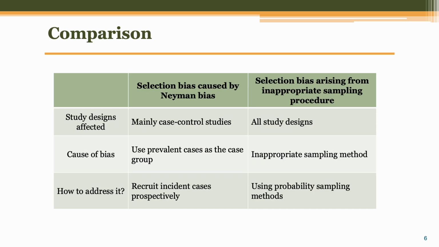Now let's compare the selection bias caused by Neyman bias and selection bias caused by inappropriate sampling procedure. Neyman bias is mainly seen in case control studies that select prevalent cases as the case group, while selection bias caused by inappropriate sampling procedure may affect all study designs that involve a sampling process. Neyman bias can be reduced by recruiting incident cases prospectively, rather than using prevalent cases. While to address selection bias caused by inappropriate sampling procedure, the key is to use probability sampling methods.